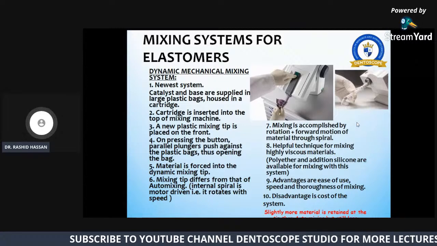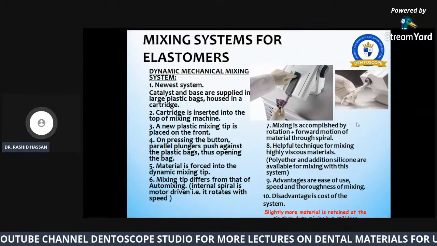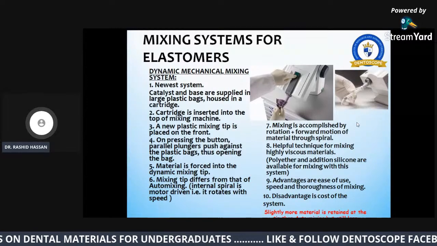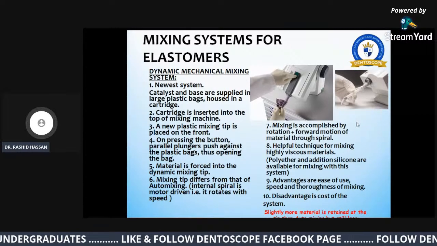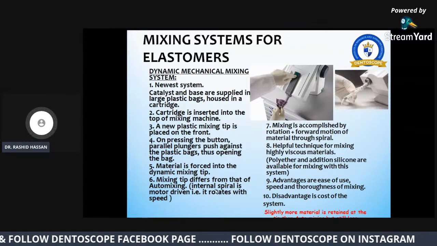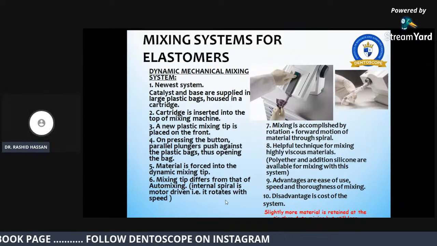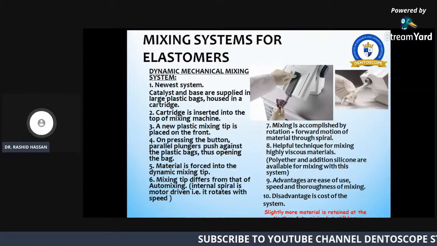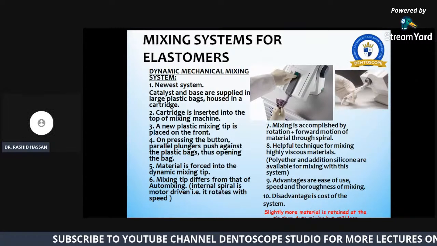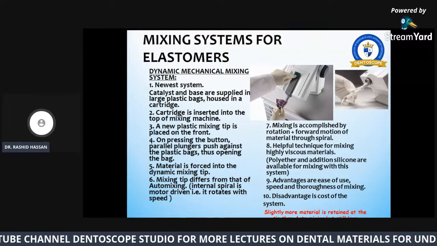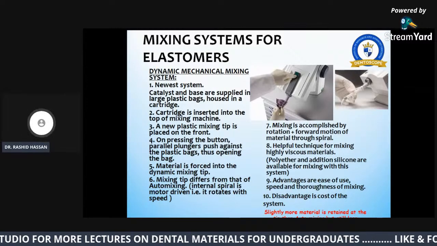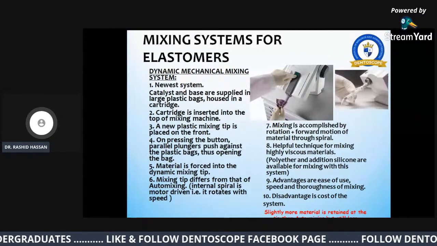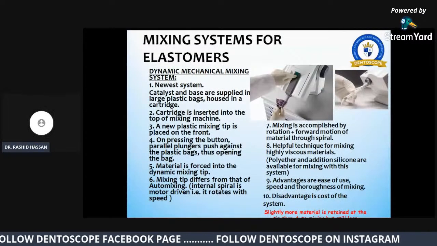Well, this mixing tip differs from that of the auto mixing, because in auto mixing only the forward movement was occurring. But here, in the spiral, there is the forward movement as well as the rotation. So forward as well as rotational movement is going on, and you get a much better mix by this method. But this machine is very expensive, so we mostly can't afford it. Mixing is accomplished by rotation as well as forward motion through the spiral.